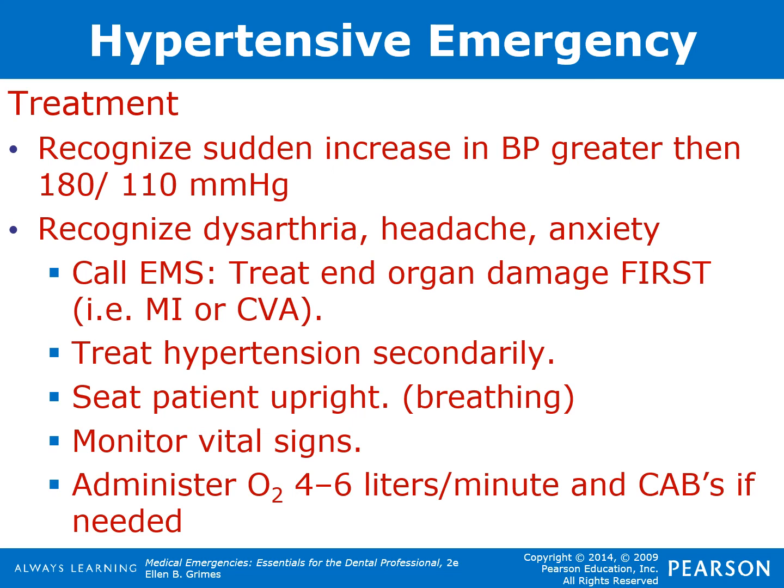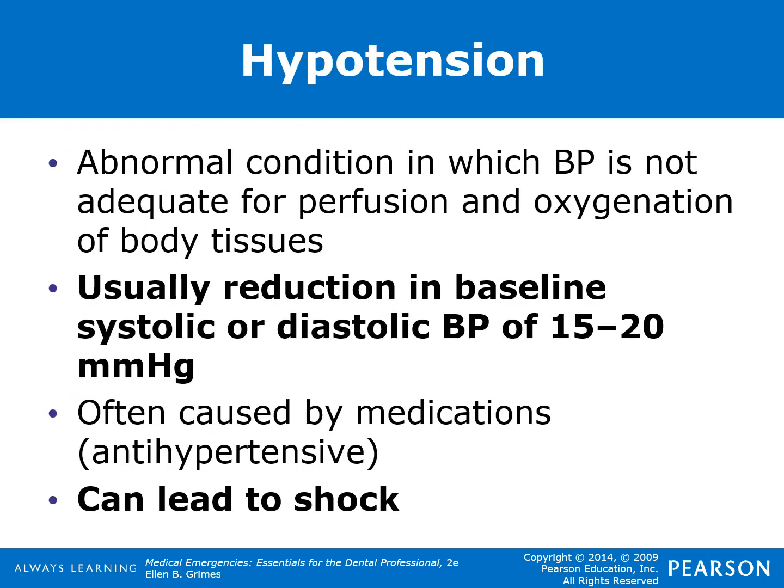So you want to seat the patient upright, have them breathe, and monitor the vital signs about every 5 minutes until EMS gets there. Take the numbers down, administer oxygen 4 to 6 liters per minute, and CABs if needed. And you only administer the oxygen if they're having dyspnea or you feel that they need it.